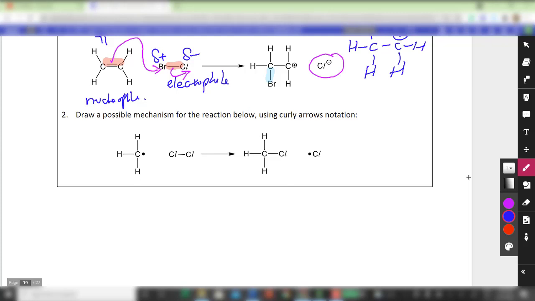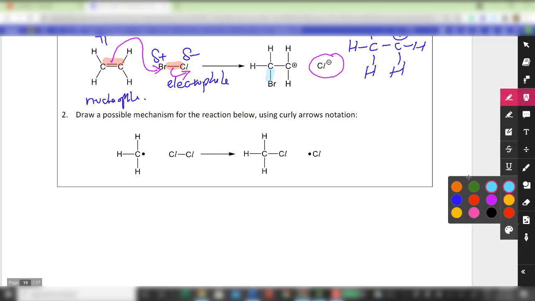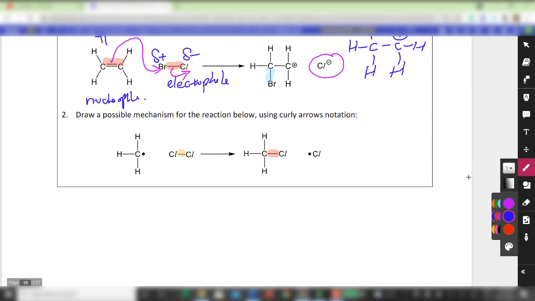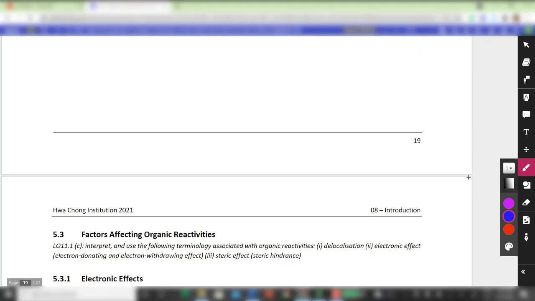And then after that, it asks you to draw a possible mechanism for the reaction using curly arrow notation. So you notice that the bonds broken are actually Cl-Cl, and the bonds formed are actually C-Cl. Of course in this case, it's some form of homolytic cleavage. This cleavage will mean one of the Cl atoms being generated will then form a sigma bond with the carbon radical, to give rise to this. That's how you should draw the mechanism.